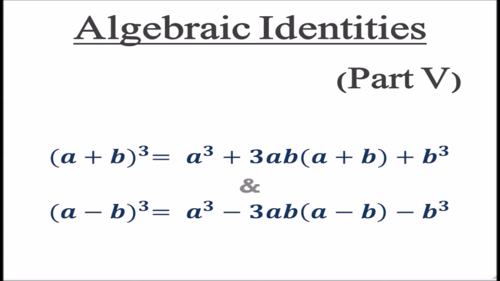Hello dear students, this is the fifth part of the series Algebraic Identities, and the identities that we are going to learn today are (a + b)³ = a³ + 3ab(a + b) + b³, and (a − b)³ = a³ − 3ab(a − b) − b³.